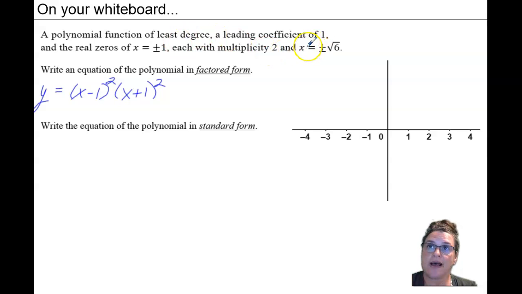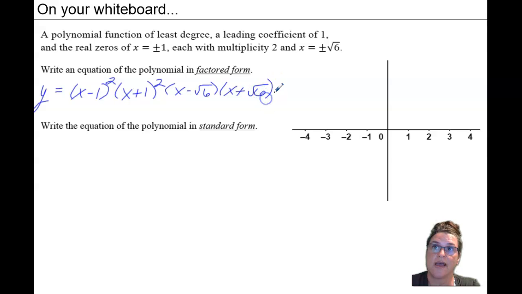Then I also have a zero at x equals plus or minus square root of 6. Remember, that's a conjugate pair. If you have an irrational zero, it must have its conjugate with it. So that's going to produce a factor of x minus the square root of 6, and another factor of x plus the square root of 6. And those do not have multiplicity, so they're just linear factors. Okay, so this would be my polynomial in factored form that produces this graph.